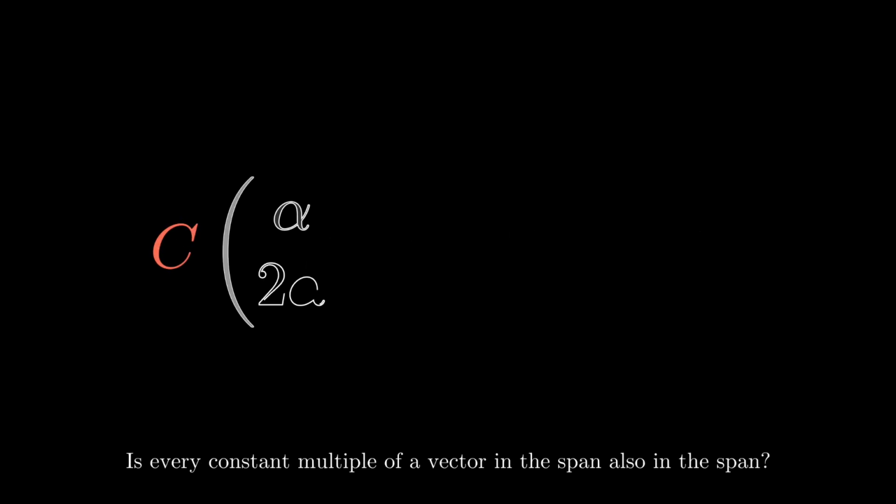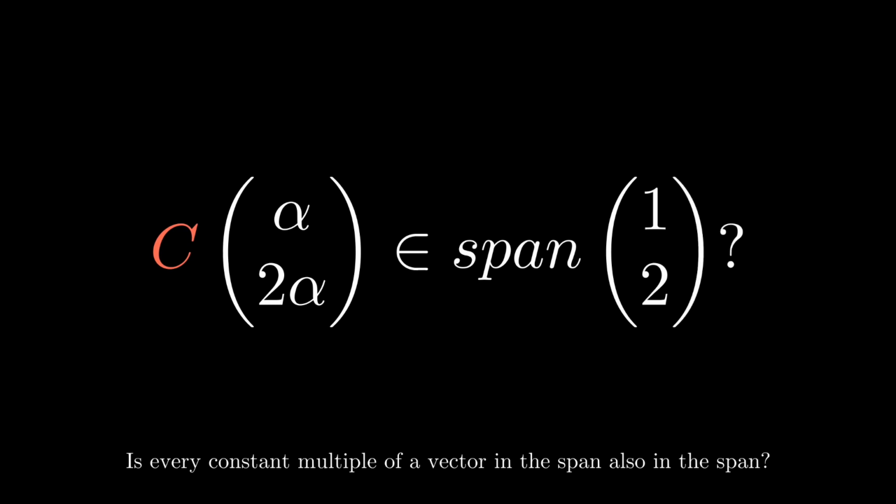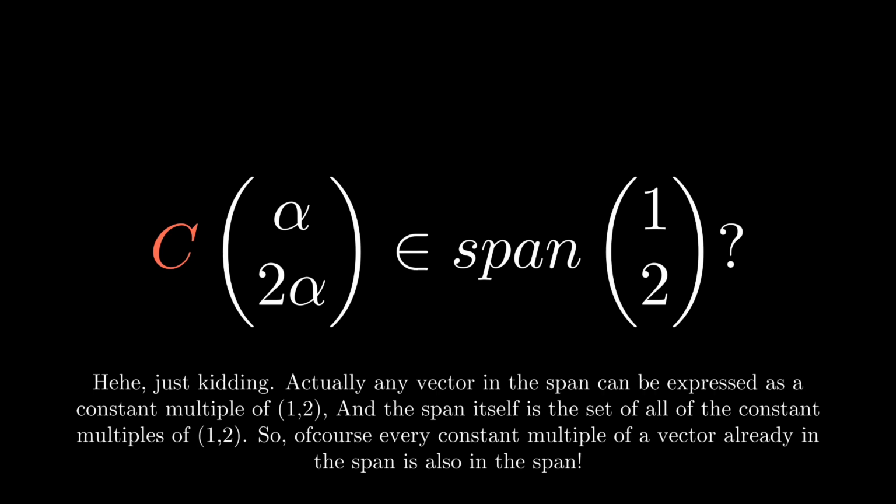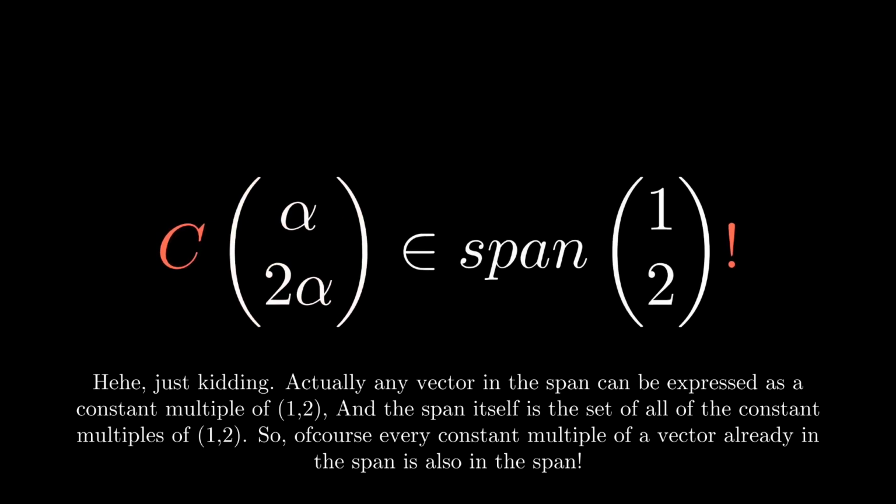Now, we have to ask one more question before we introduce the elephant in the room. Is every constant multiple of a vector in the span also in the span? Well, the proof is quite trivial and is therefore left as an exercise for the reader. Just kidding. Actually, any vector in the span can be expressed as a constant multiple of 1, 2, and the span itself is the set of all constant multiples of 1, 2. So, of course, every constant multiple of a vector already in the span is also in the span.